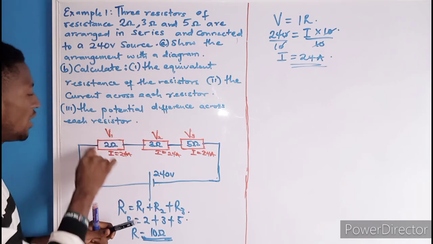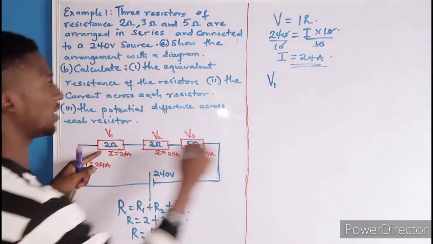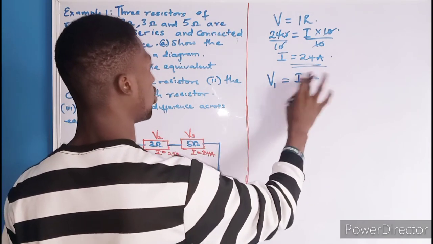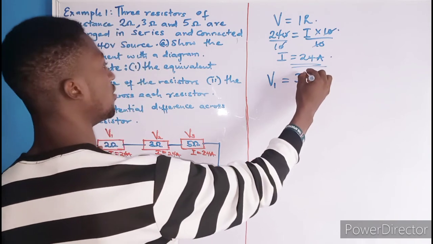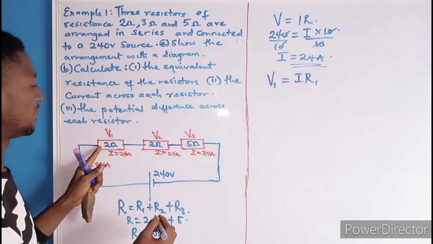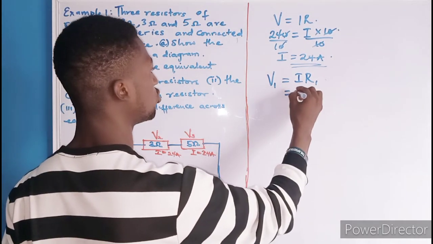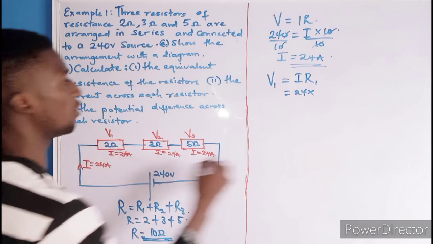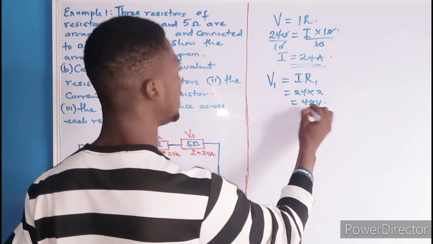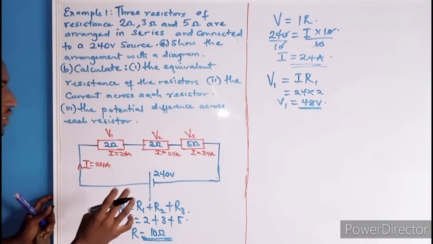If I want to relate the expression here with Ohm's law, I will say that my V1, according to what I have here, is equal to current, which is I, times my what? R. But this R now is the first resistor, so I'll say R1. So here, what do you get? To get the potential difference across the first resistor, we say our potential difference is equal to 24 times the resistance value here, which is 2. So 24 times 2 will give us what? 48. So we have 48 volts developed across the first resistor.